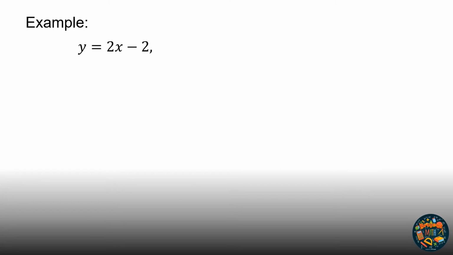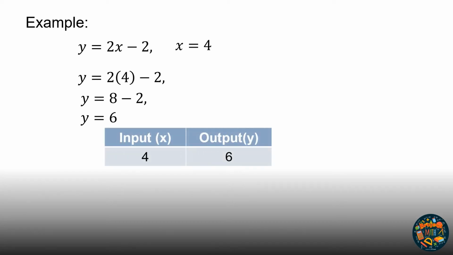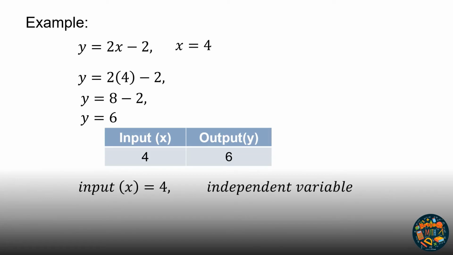Next example, y is equal to 2x minus 2. Our input, x is equal to 4. When we have y is equal to 2 times 4 minus 2, the value of y will be 8 minus 2, which is 6. So, in table form, the input is 4 and the output is 6, meaning that our input x equals 4 is the independent variable and the output y equals 6 is the dependent variable.